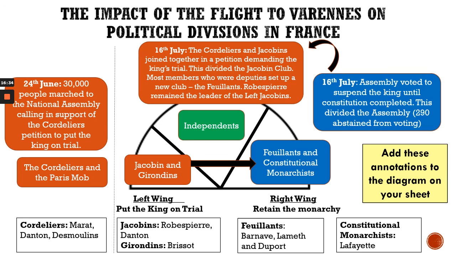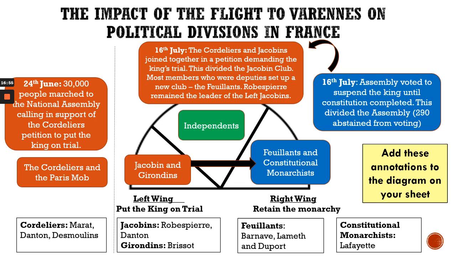So you've got the more moderate members, the Feuillants, actually leaving and setting up their own club, literally about a one minute walk down the road on Rue Saint-Honoré, right on the same road that Robespierre lives on in Paris, called the Feuillant Club.